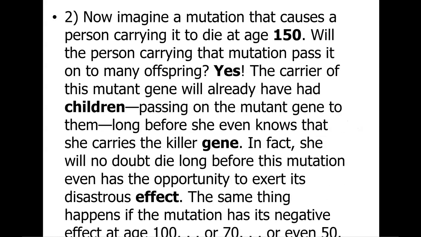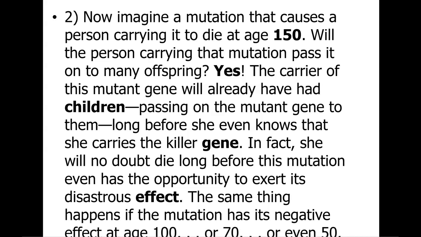Secondly, now imagine a mutation that causes a person carrying it to die at the age of 150. Will the person carrying that mutation pass it to many offspring? Yes, they could. The carrier of that mutant gene will already have had children, passing on that mutant gene to them long before she even knows that she carries that killer gene. In fact, she will no doubt die long before that mutation even has the opportunity to exert its disastrous effect. And so the same thing happens if the mutation is negatively affecting the age of 100, 70, or even 50 years of age.